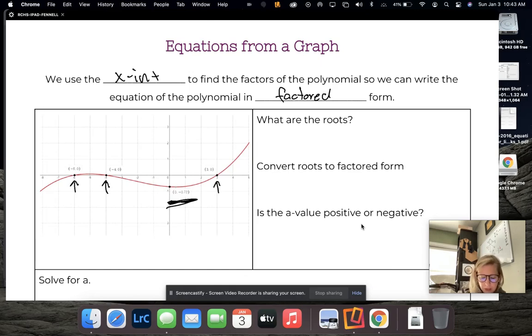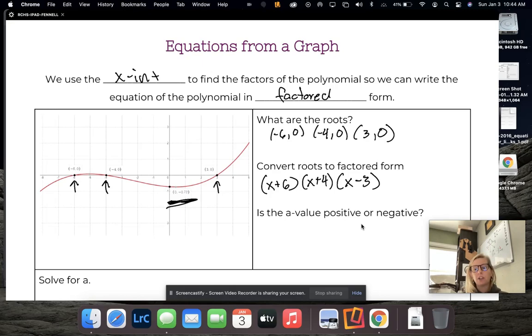All right, so what are the roots? I have (negative 6, 0), (negative 4, 0), and (positive 3, 0). Those are my roots. Convert to factored form. Well, that's like the inverse of the zero product property. So it's going to be x plus 6 as my first term, x plus 4 as my second term, and x minus 3 as my last one.